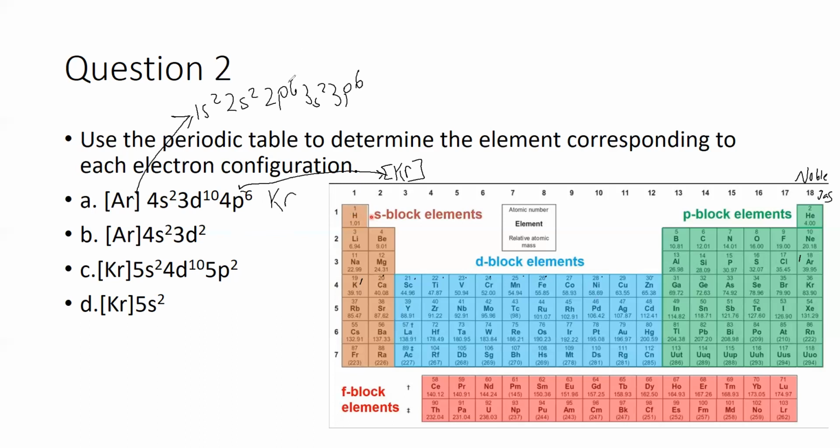Right. So using now our shortcut of just writing the noble gas, tell me for B, C, and D, what element am I talking about using the periodic table?